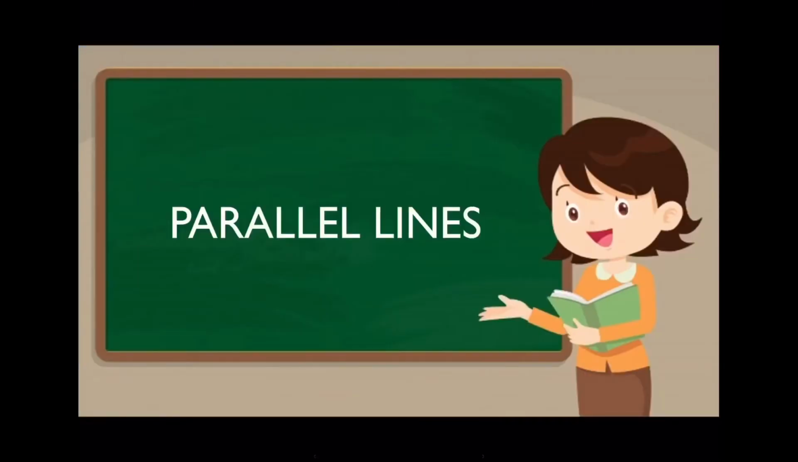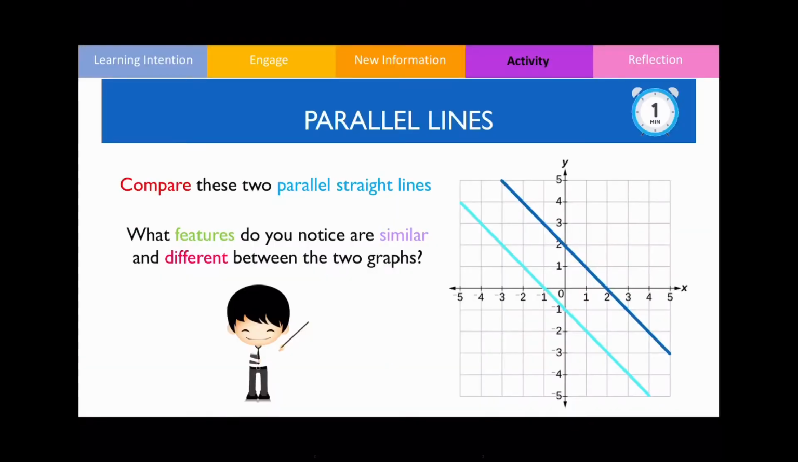So the very first one we're going to be looking at is parallel lines. Now, before we actually show you the relationship between these parallel lines, I want you to quickly comment and compare these two parallel lines. What features do you see that are quite similar between these two parallel lines, and what features do you see that are different? What I mean by that is I want you to talk about the gradients, comment on the x-intercept, as well as comment on the y-intercept. So do that and then we'll go through the answers together.